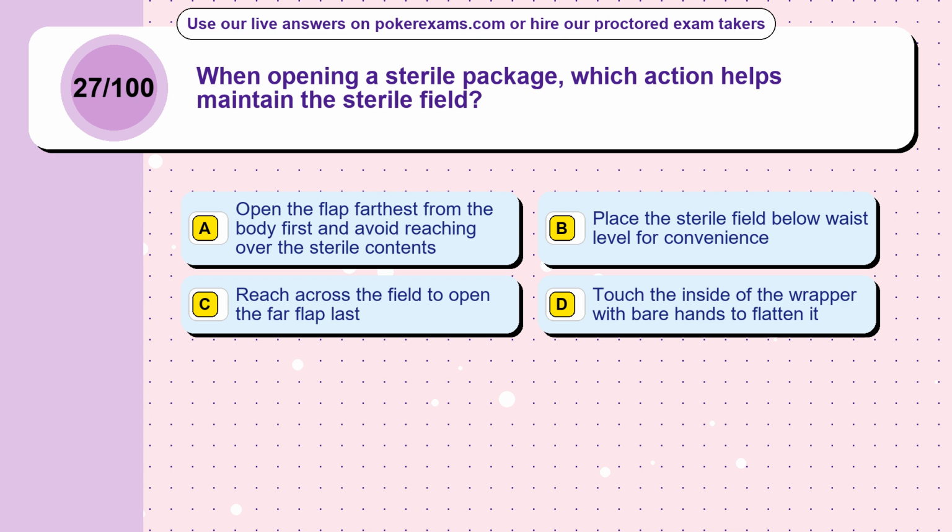Option B. Place the sterile field below waist level for convenience. Option C. Reach across the field to open the far flap last. Option D. Touch the inside of the wrapper with bare hands to flatten it.